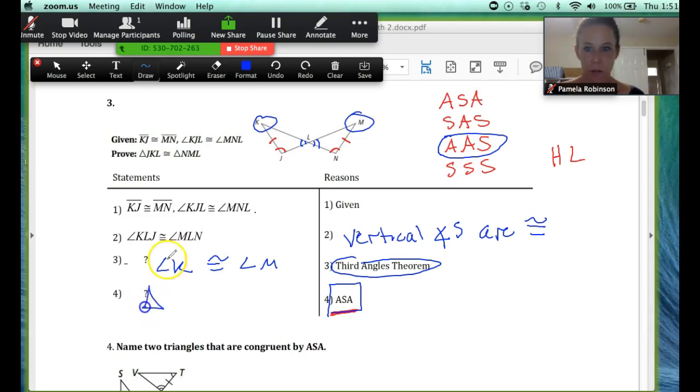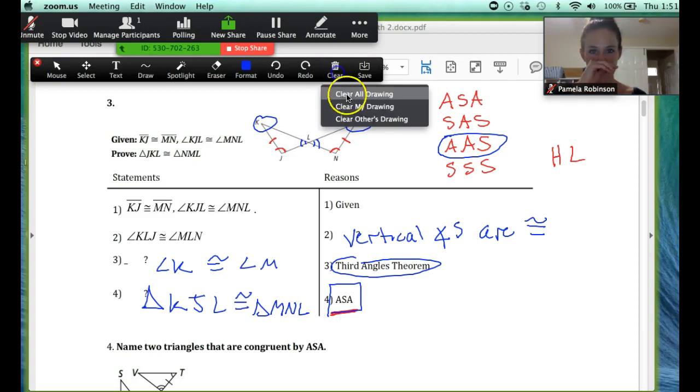So I just go, okay, well, triangle KJL. Now, it doesn't matter what order you put this in, as long as you do the second triangle in the same order. KJL, I need to have corresponding angles. MNL, so triangle MNL. And these triangles are congruent by angle, side, angle, and you're finished with that one. All right, on to the next one.